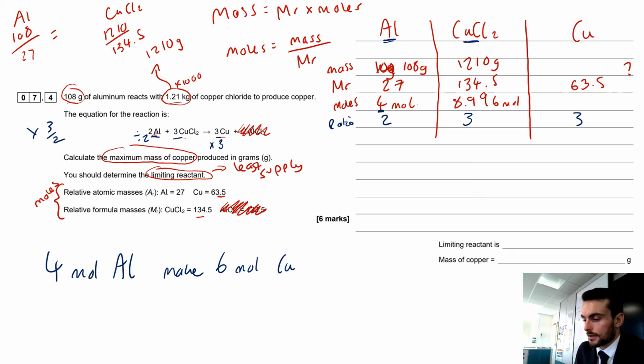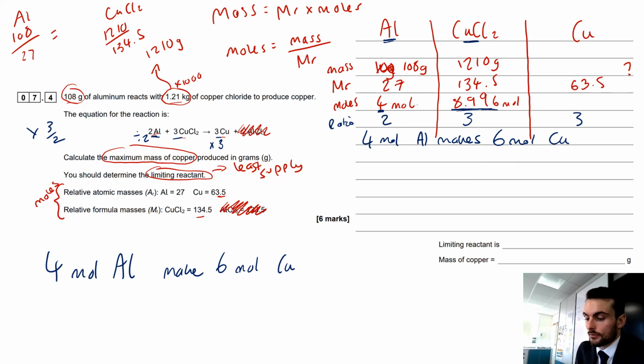So 4 moles of aluminium makes 6 moles of copper with what we've got so far. Then we do the same thing for copper chloride. So how much copper would this mass of copper chloride make?